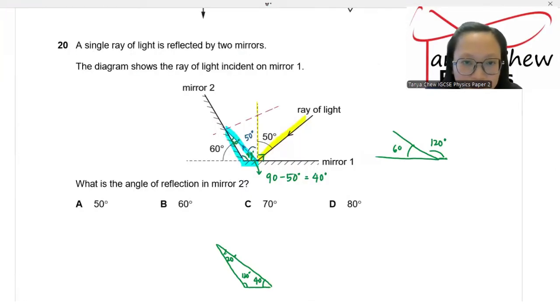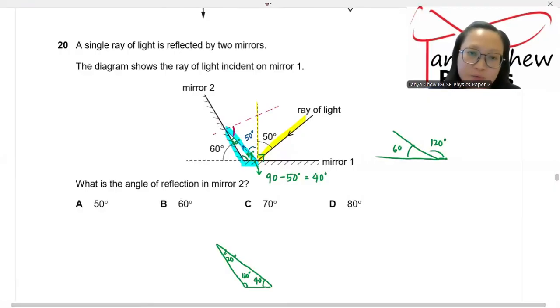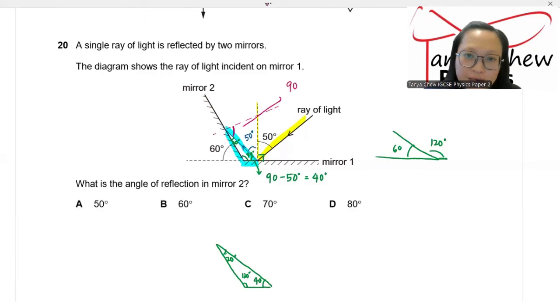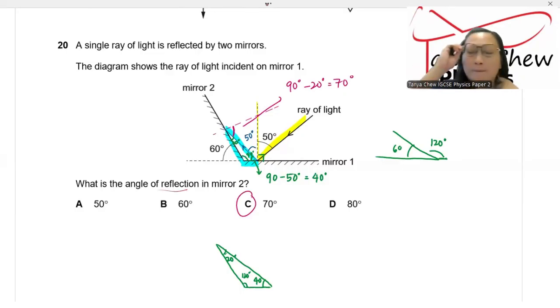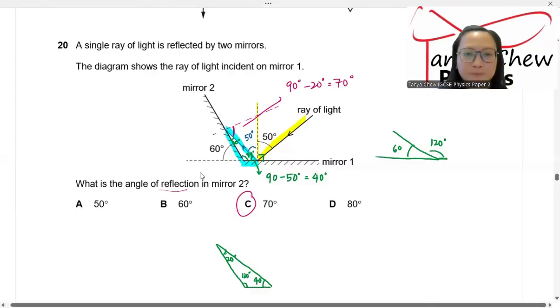Could you see that this is called the angle of incident of mirror 2. If this is 20, the angle of incident towards mirror 2 has to be 90 degrees minus 20 degrees, which is 70 degrees. The answer is C, 70. Why do I not find the angle of reflection? Because I remember the law of reflection. Incident angle must be equal to the reflected angle. So since the incident angle is 70 degrees, the reflected angle must be 70 degrees as well. So C is the answer.